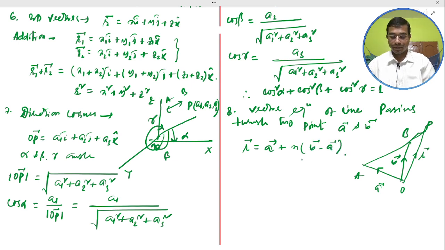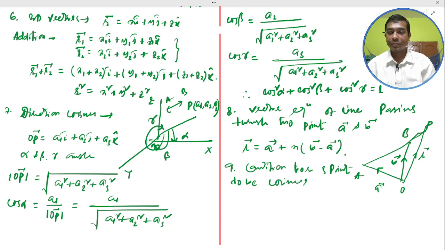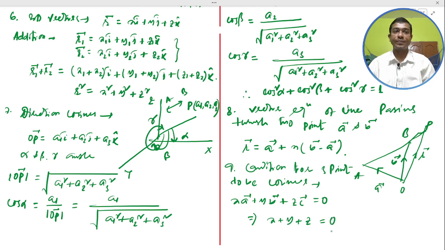This is the equation. Condition for 3 points to be collinear, very important. Suppose xA plus yB plus zC is equal to 0. That means the condition: x plus y plus z, the linear combination of the coefficients of the vectors A, B, C, should be 0.